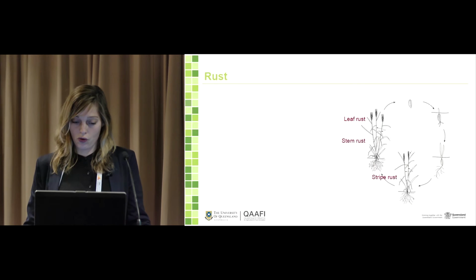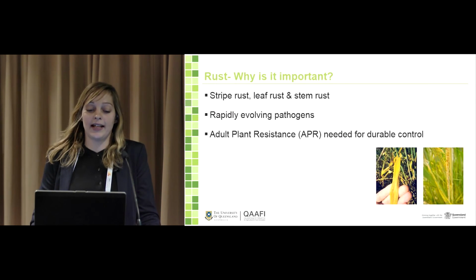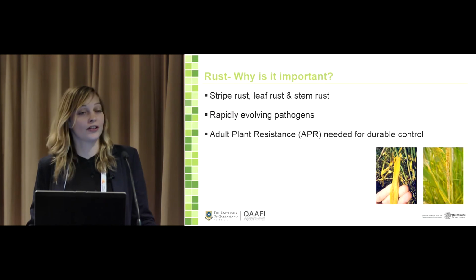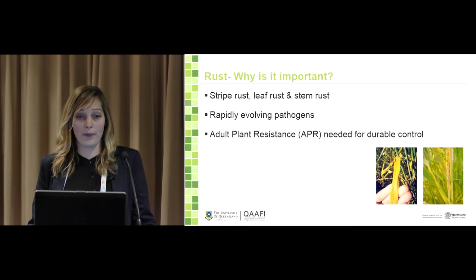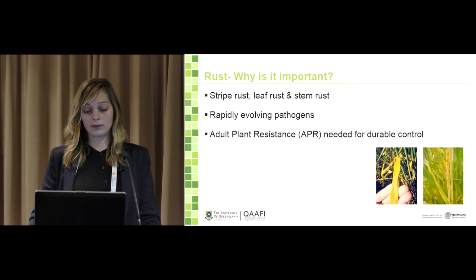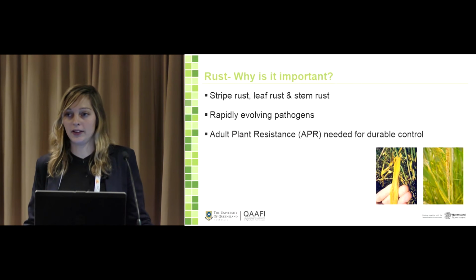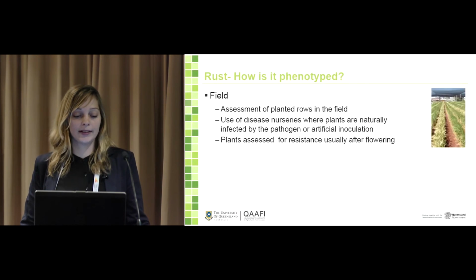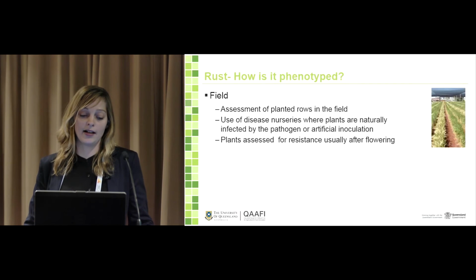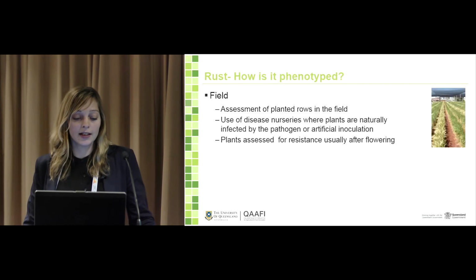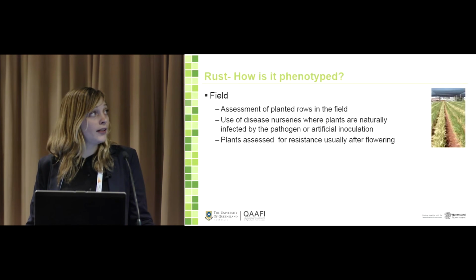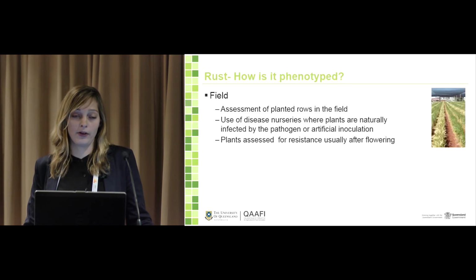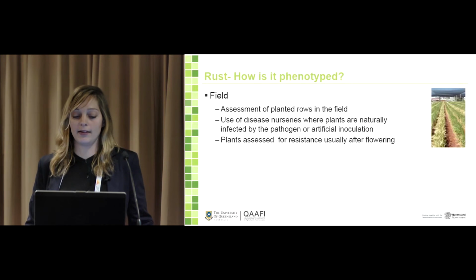Rust. So there are three types of rust: stripe rust, leaf rust, stem rust. The pathogens are rapidly evolving, and we are looking for adult plant resistance because it's supposed to be the more durable. Typically, rust can be assessed in planted rows in the field with the use of disease nurseries where plants are naturally infected by the pathogen, or using artificial inoculation. And the plants are assessed for resistance, usually late after flowering.